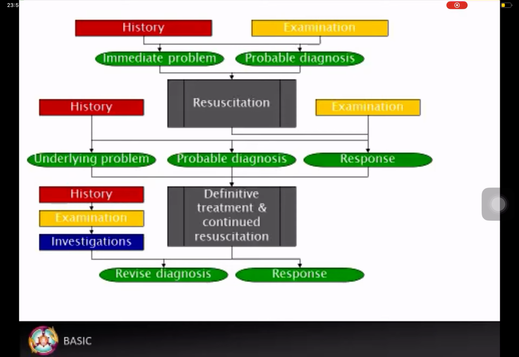The aim is to reassess your diagnosis and to continue to assess the response to treatment and to revise treatment accordingly. You keep going around this loop until you are sure you have the right diagnosis, have given the right treatment, and that the patient is responding appropriately. By the end of the process, you should have taken a full history and carried out a thorough examination. It's just that the history and examination is broken up into pieces rather than being done in one go at the beginning.